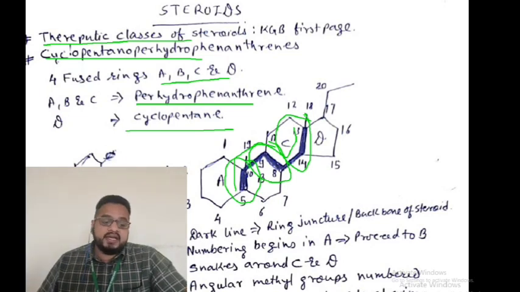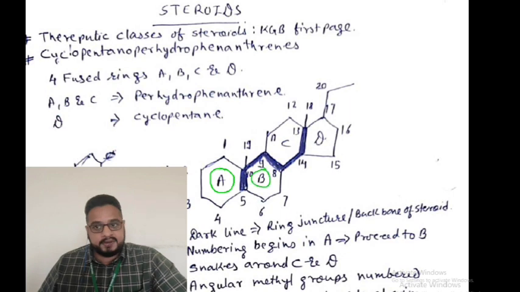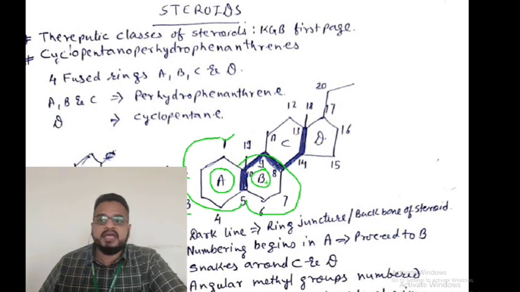Now, while giving the numbering, we always begin with ring A first, then move to ring B. Now you see, this is ring A. In ring A, this carbon is 1, 2, 3. Likewise, we go 4 and 5. Once we come to this 5, we proceed with ring B: 6, 7, 8, 9 and 10. Now rings A and B are both done. Now the numbering snakes around ring C.